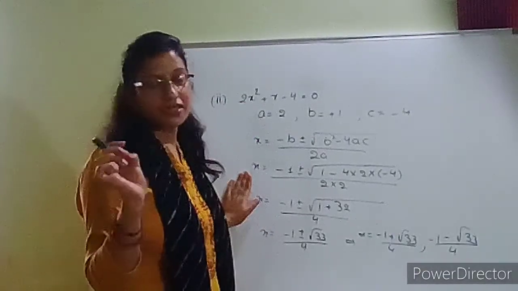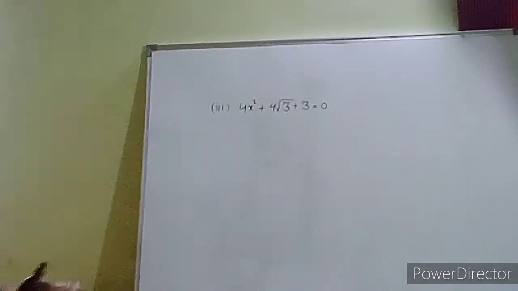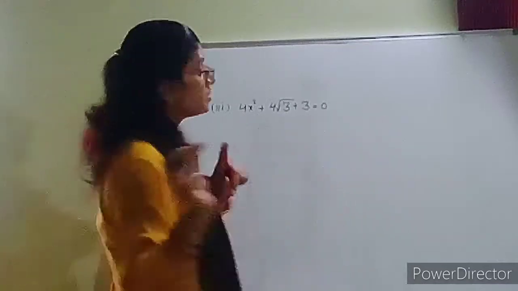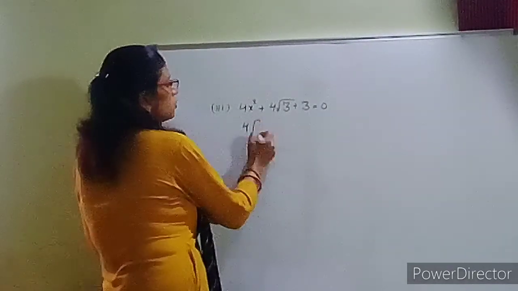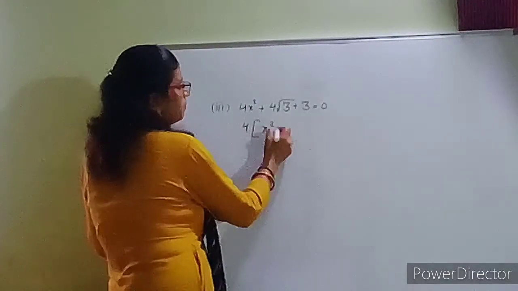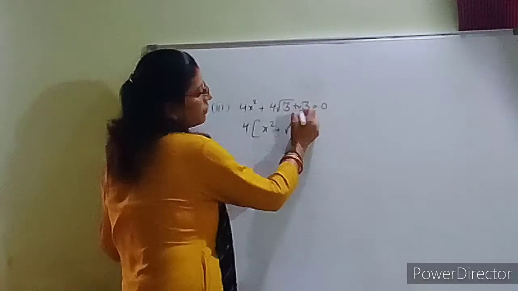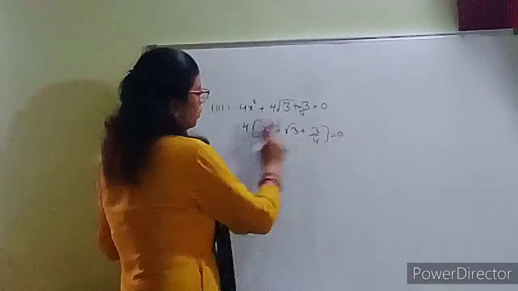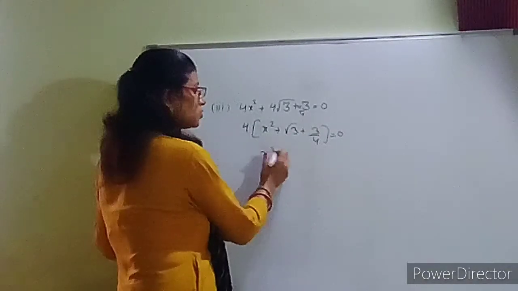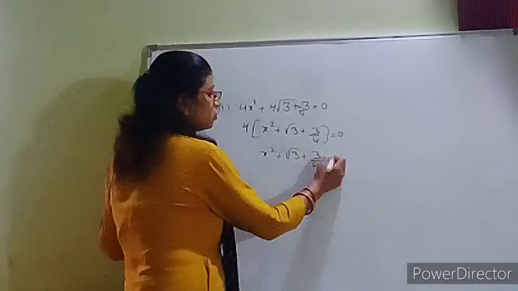Let us quickly start the third part of this. Okay, now for the third part I am first using completing the square. So I am taking 4 common. Because I have to make it 1, x square plus 4 common, this will become root 3 plus 4 common, that means multiplied by 4 upon 4, so 3 upon 4 you will get equals to 0. 4 you will send to this side, so x square plus root 3 x plus 3 upon 4 equals to 0.